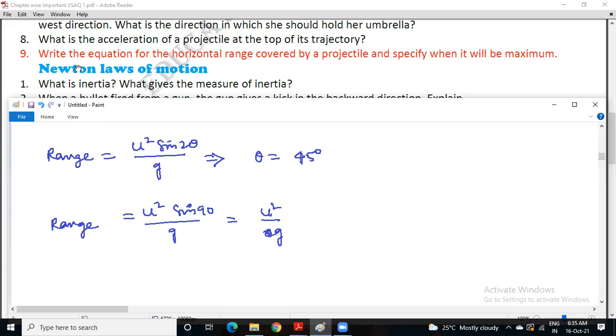Students, in my next class, I'll continue with the answers you got in the previous video list from Newton's laws of motion.